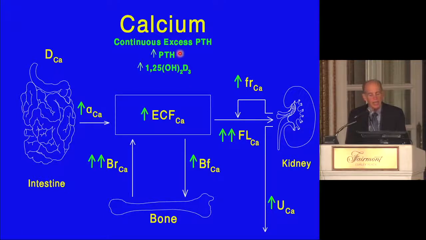So excess PTH stimulates 125D. The increase in 125D stimulates calcium absorption. The increase in PTH increases bone resorption, increases bone formation, but the increase in resorption is greater than the increase in formation. If you have calcium coming in from the bone, calcium coming in from the gut, ECF calcium goes up. This filtered load of calcium, 2 arrows, increases the fractional reabsorption of calcium, and urine calcium goes up. Understand this diagram, you'll have a good sense of PTH.